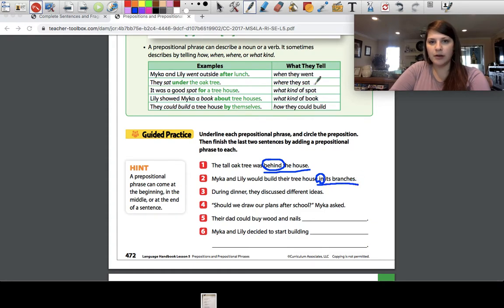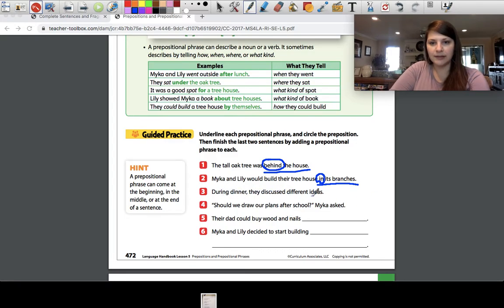Because remember, in the PowerPoint that I just read, it has to include a preposition and then the object. So in this sentence, the preposition is in, and then branches would be the object. In its branches. And so that would be where we would build the treehouse.